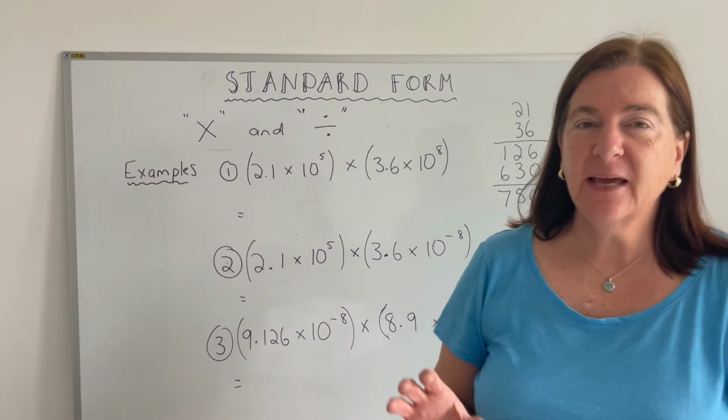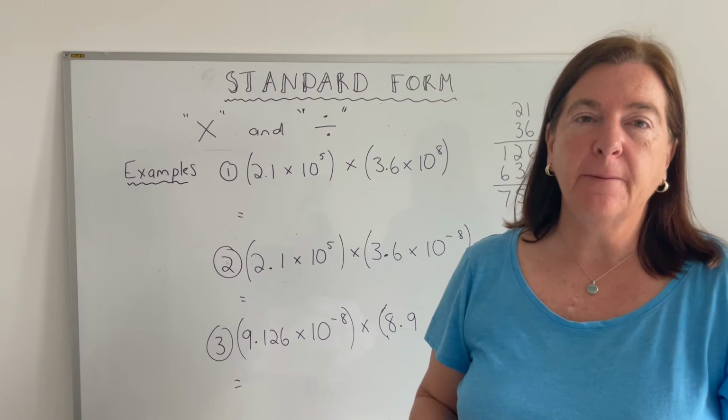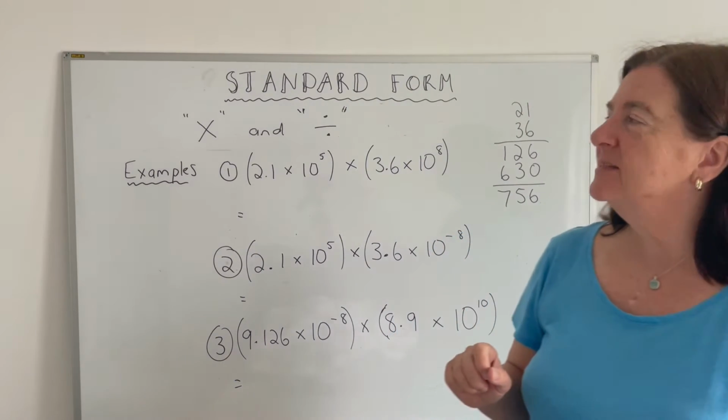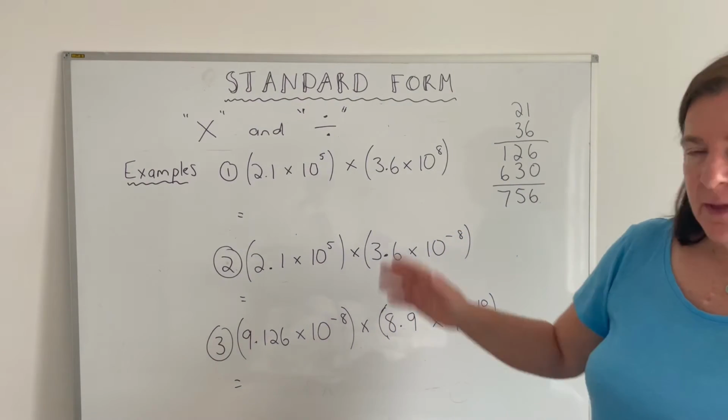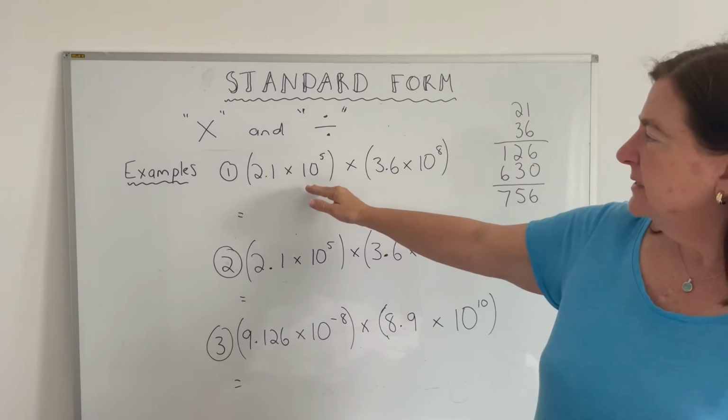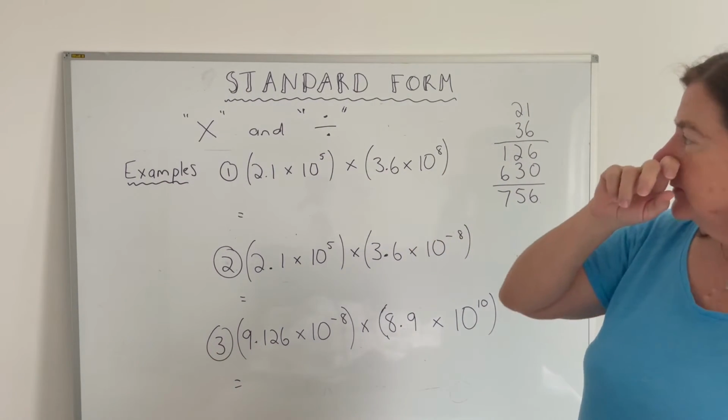Okay, let's look at some examples on multiplication and division using standard form. Now, multiplication and division is really easy because we've got rules that we can use when we work with indices. So if we do 3 examples quickly here, if we have 2.1 times 10 to the 5 times 3.6 times 10 to the 8.